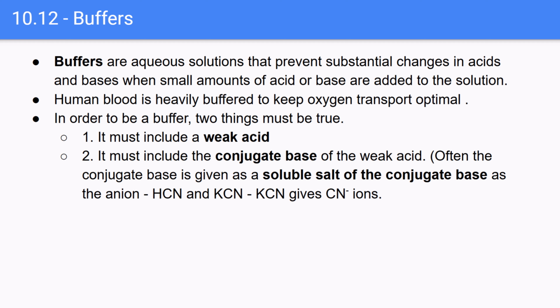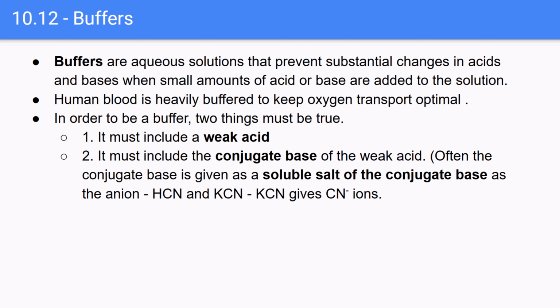All right, so the last big topic we're going to cover is what are known as buffer solutions. Now, buffers are aqueous solutions that prevent substantial changes in pH. And that's very, very important because, like we've mentioned before, human blood has a very narrow range of pH. It has to be heavily buffered to prevent changes in pH because that keeps oxygen transport optimal if we have a pH range somewhere between 7.3 and 7.5.